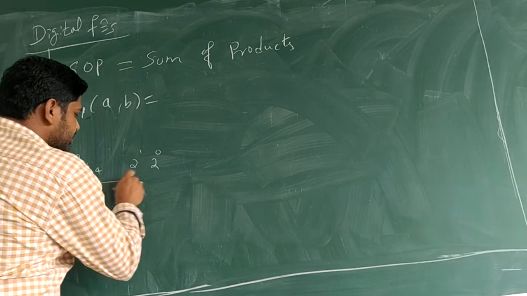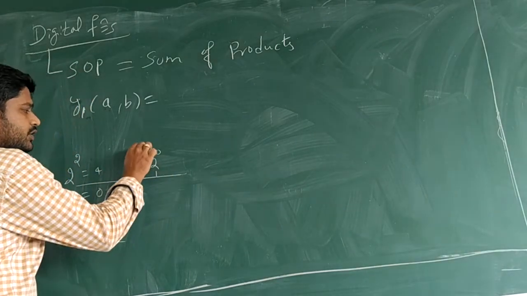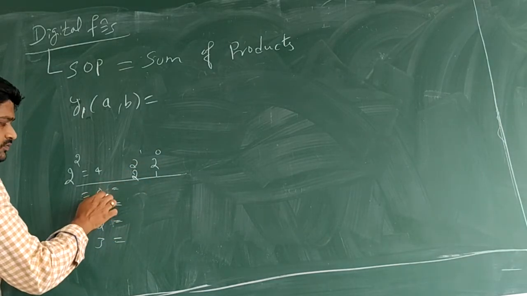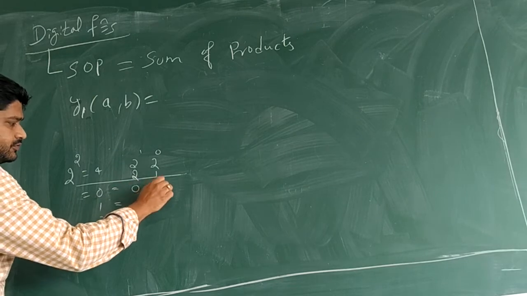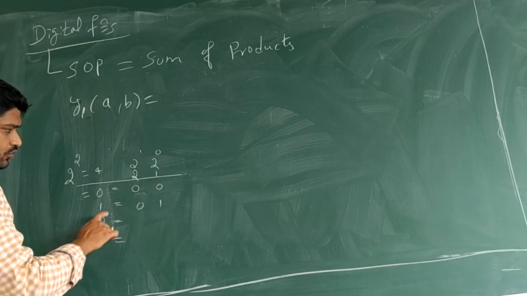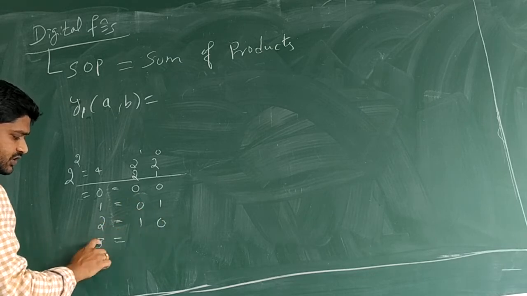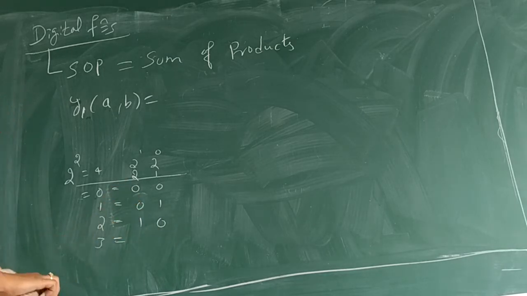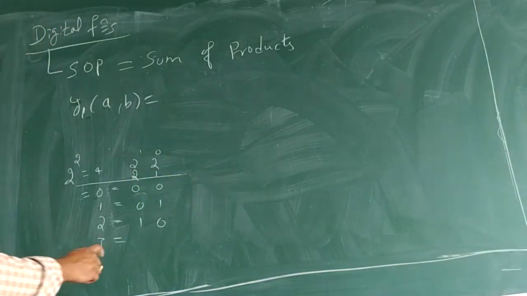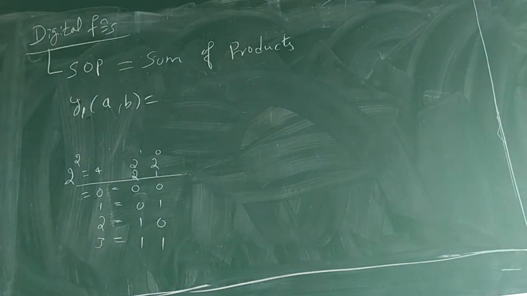What is the weight of 2 raised to 0? 1. 2 raised to 1 is 2. How to get the different terms? Different terms: 0 is 0, 0. 1 we have directly, 1. 2 we have directly, 2. 3, how to get 3? To get a 3, we have to select 2 and 1. So 1 time 2, 1 time 1.